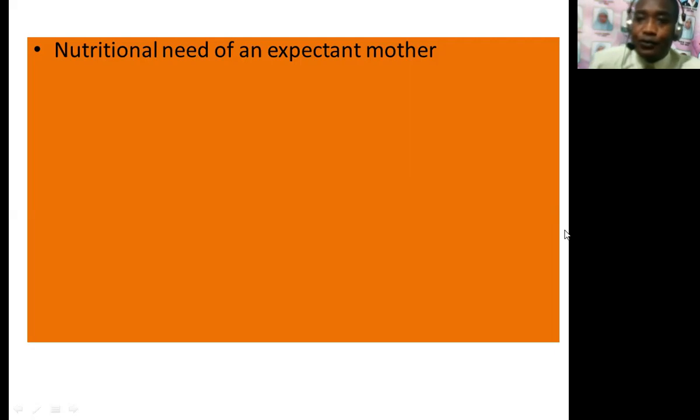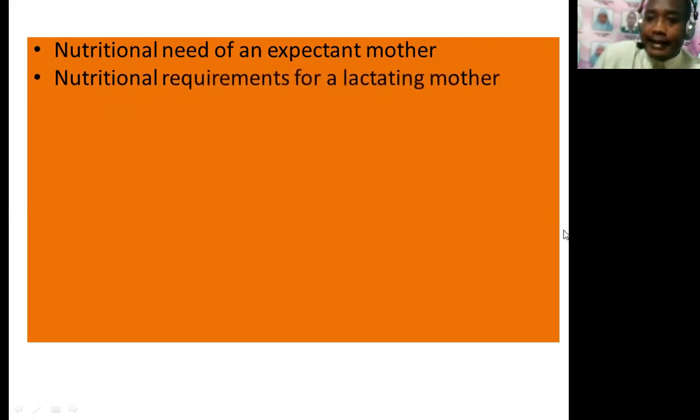Next, we move to nutritional requirements for a lactating mother. A lactating mother is a breastfeeding mother. A breastfeeding mother needs a balanced diet.